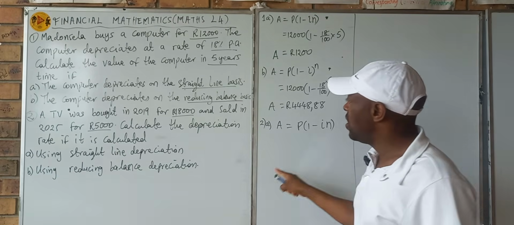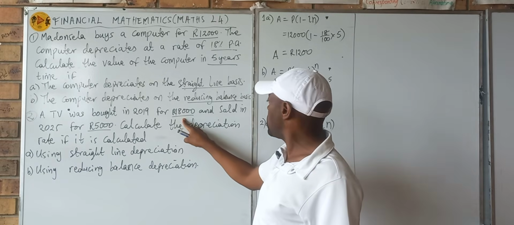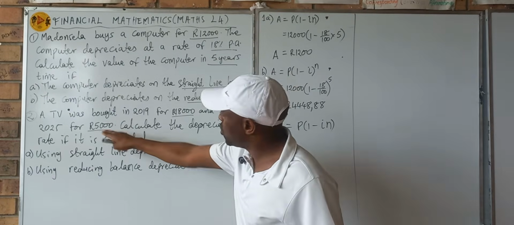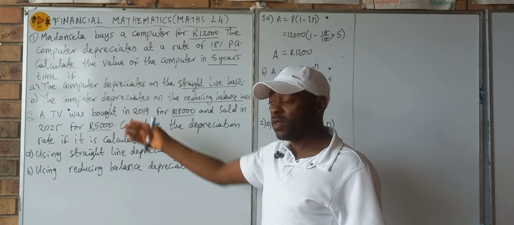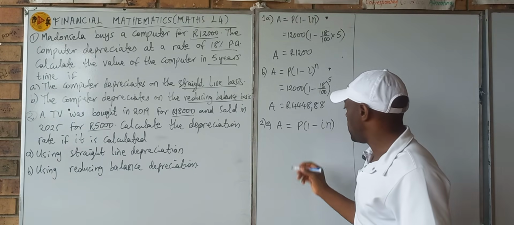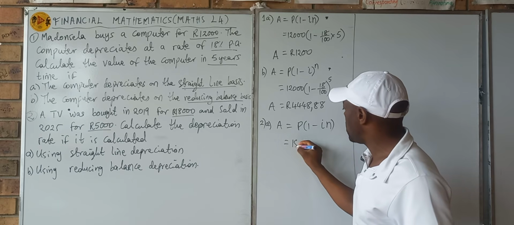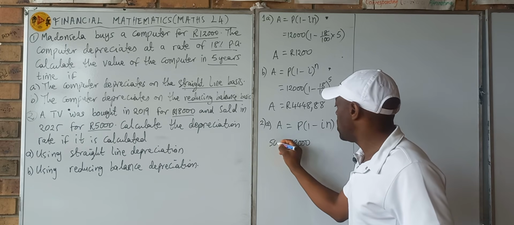So in 2019, the TV was bought for 18,000, that's the original cost, and it is used for a good number of years until 2025. It can now be sold for 5,000, which means it will be worth 5,000. So if I have two values like that for depreciation, the bigger one I will capture under P all the time. The smaller one goes under A.